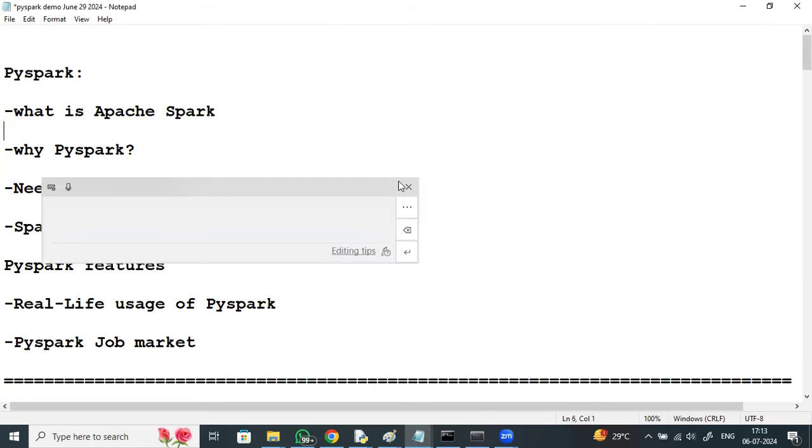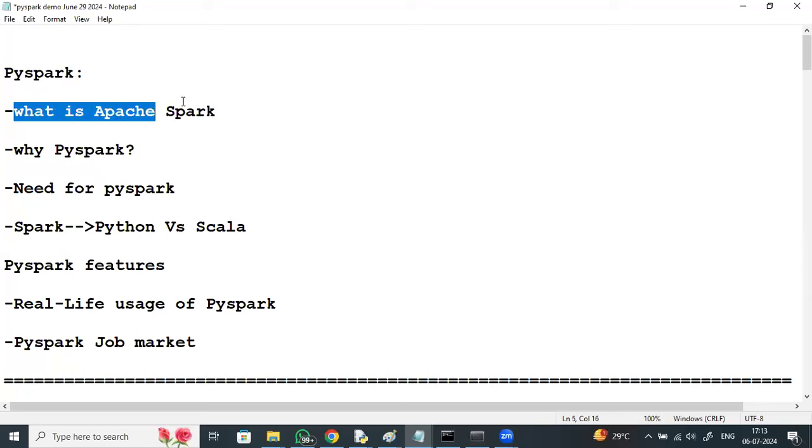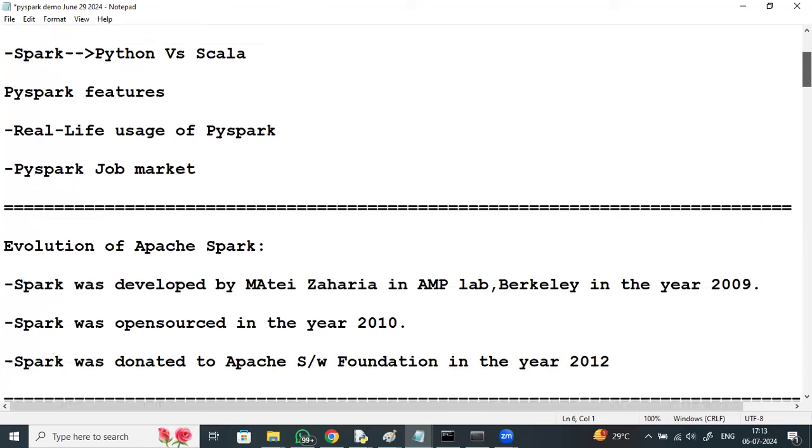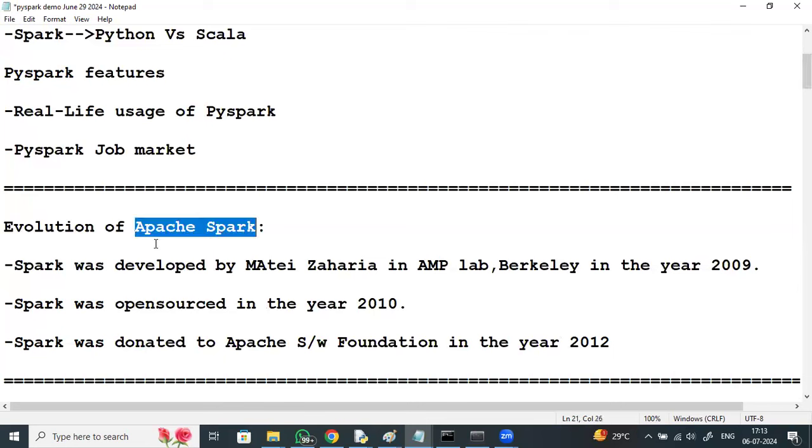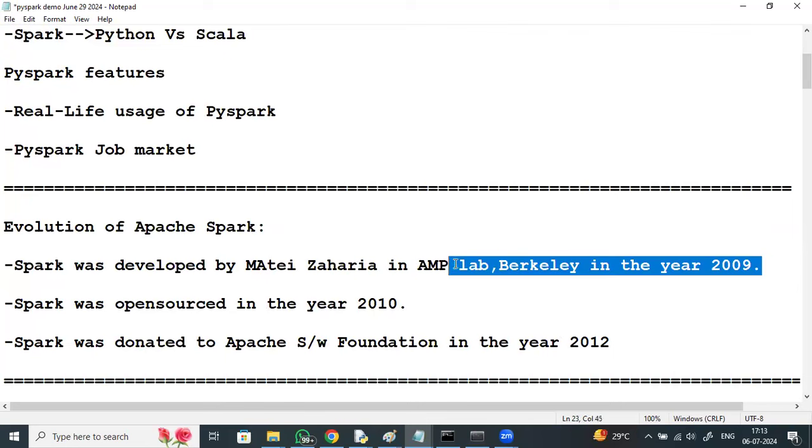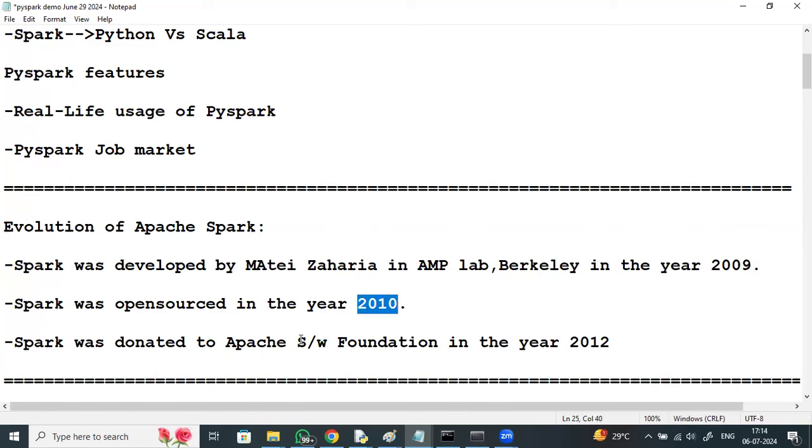No. So in the last session, the demo session, I was speaking about what is Apache Spark, why PySpark, need for PySpark, PySpark features, PySpark job market, and real life usage of PySpark. Evolution of Apache Spark: Spark was developed by Matei Zaharia in AMP Lab, Berkeley in the year 2009. Spark was open sourced in the year 2010, and donated to Apache Software Foundation in the year 2012.